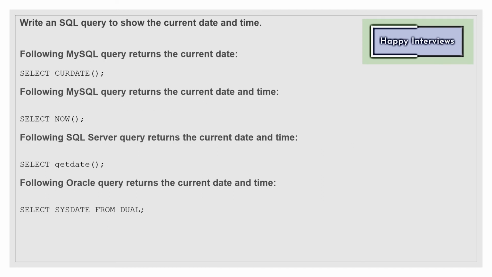Next is write a SQL query to show the current date and time. So it depends on the RDBMS; it is different in MySQL, different in SQL Server, and different in Oracle. In MySQL, select curdate will give you the date, and if you want to see date and time, then you can write select now also. In SQL Server it is select getdate, whereas in Oracle you need to write select sysdate from dual. So this is a basic question, but it is also asked sometimes how it will be written. For fresher level, at least it's important.